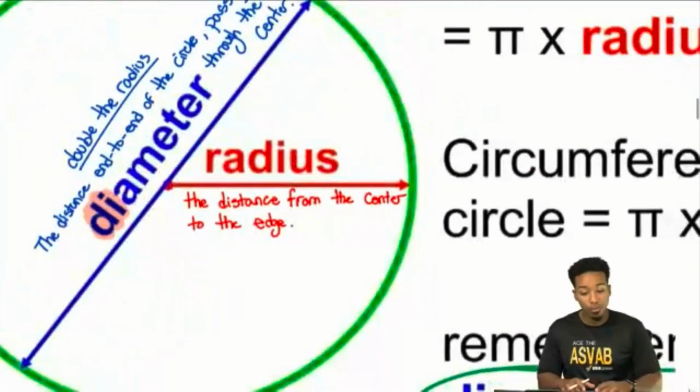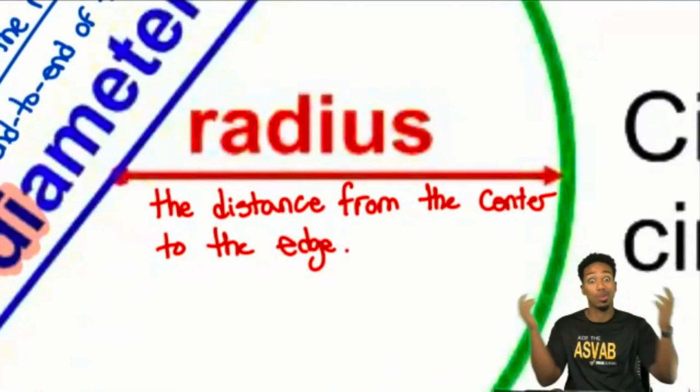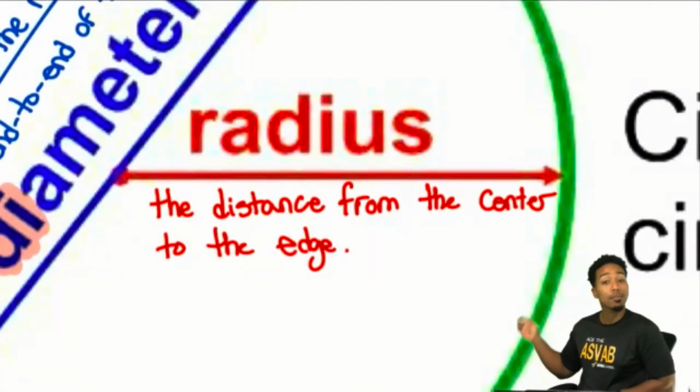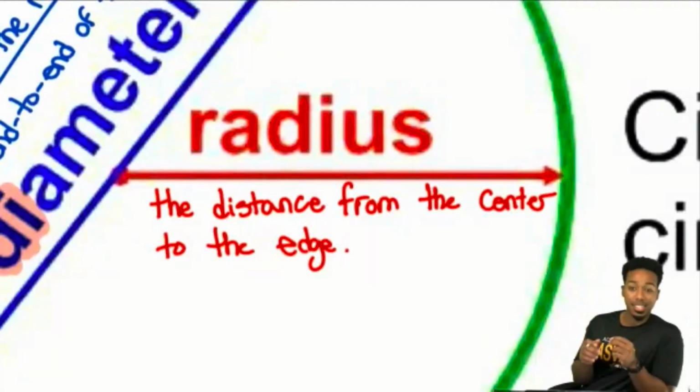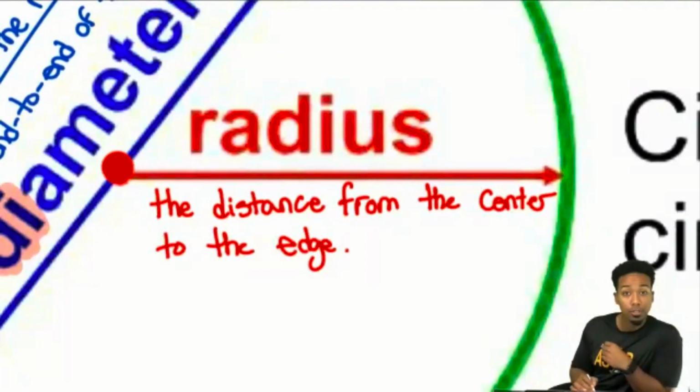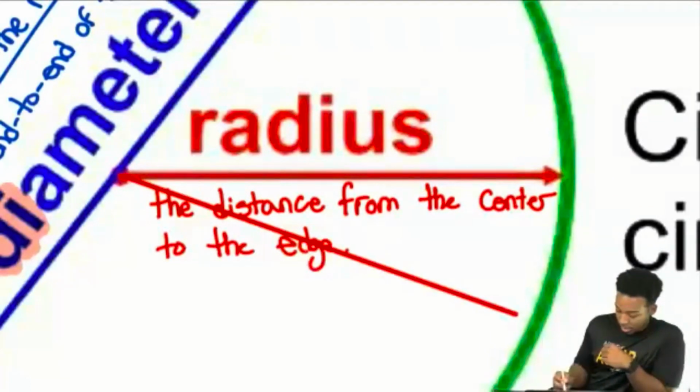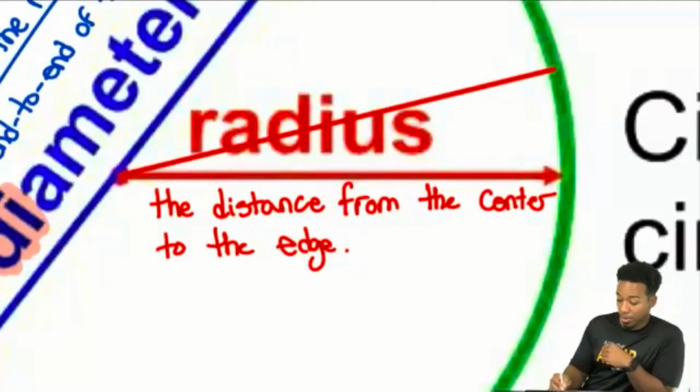Well, we started off with the definition of what the heck a radius is. Remember, gang, take a picture if you need to. The radius is literally this. Center of the circle to the edge. It could be from there to here. It could be from here to there. Could be from here to there.